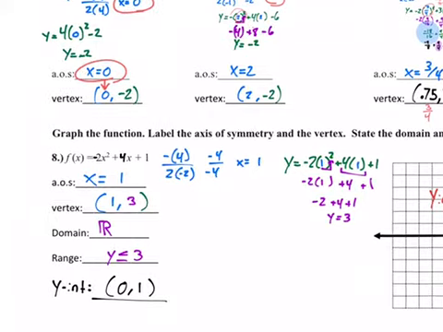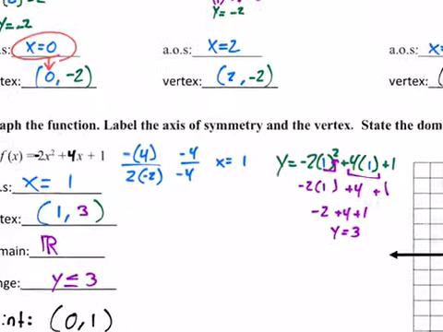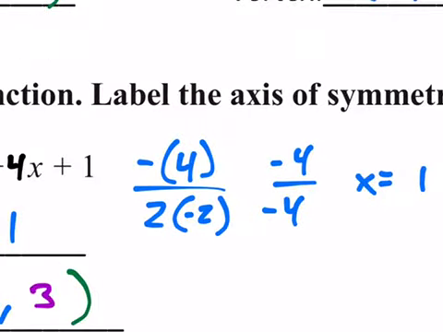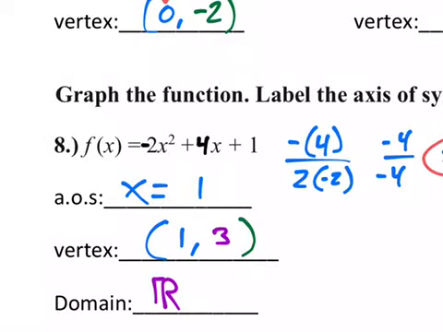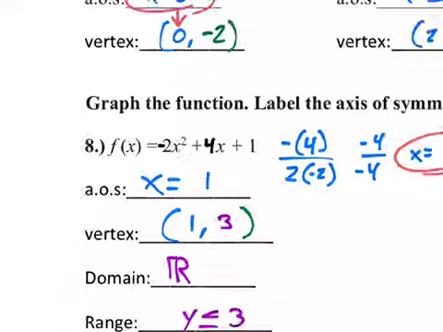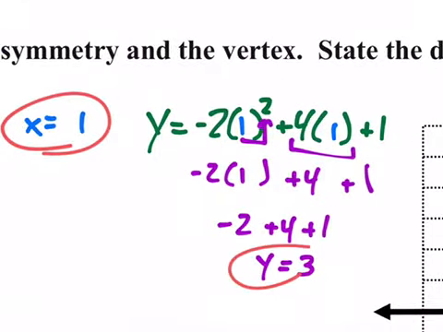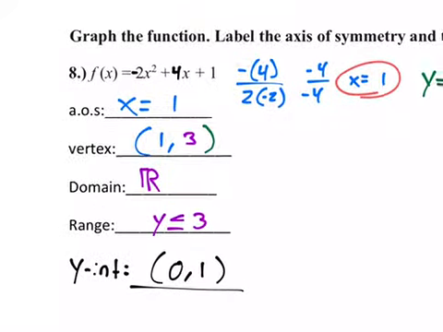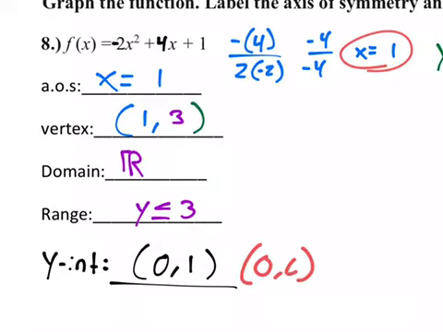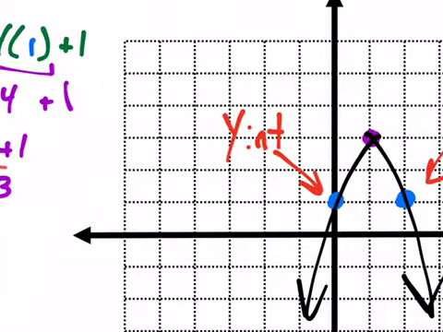Alright, so here, graph the function, label the axis of symmetry and the vertex, state the domain and range. Remember, every single time these start off with negative b over 2a. Find your axis of symmetry, still the x-coordinate of the vertex. Plug that x-coordinate of the vertex in to find the y-coordinate of the vertex. Okay? Now, remember the y-intercept is always (0, c), which is why in this one, it's (0, 1). And there's that y-intercept right here, (0, 1).